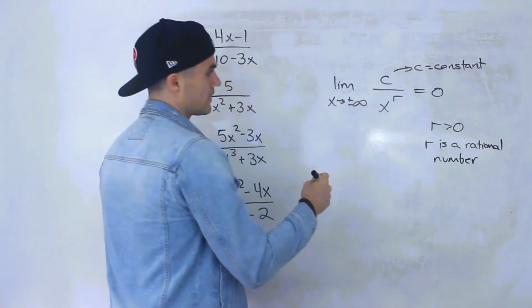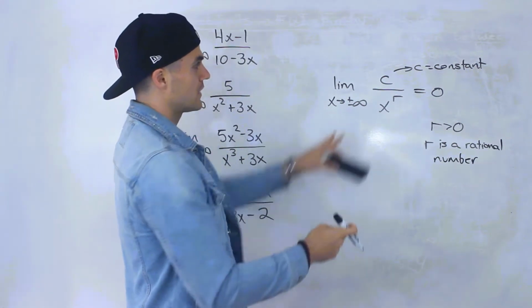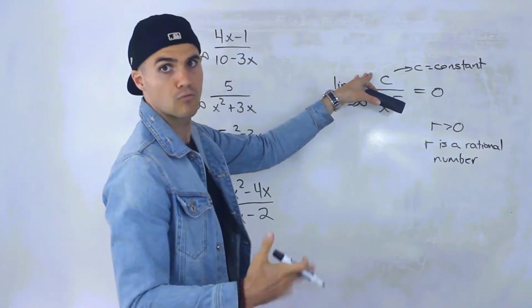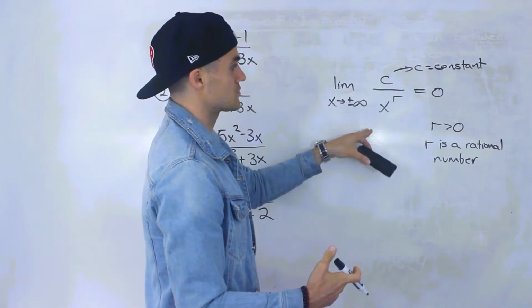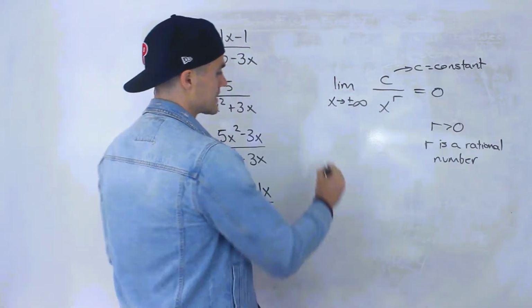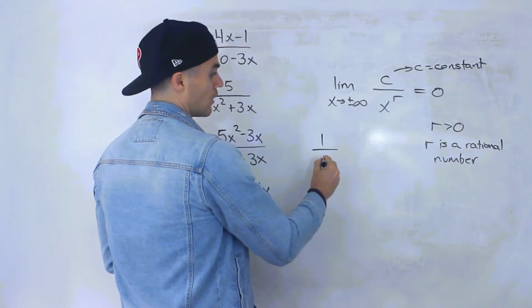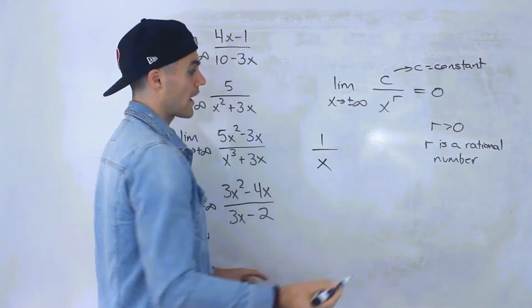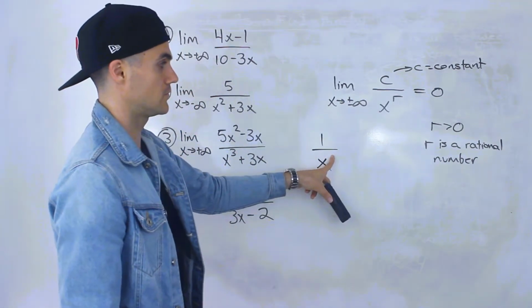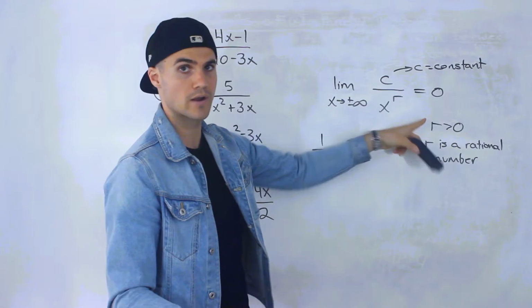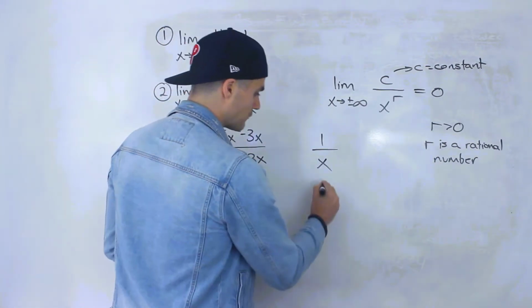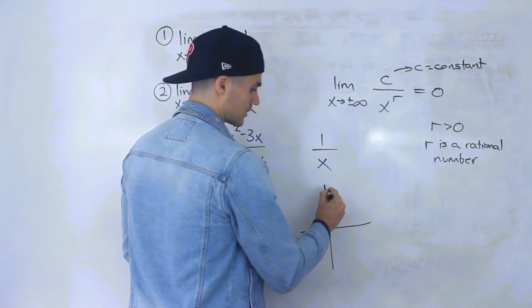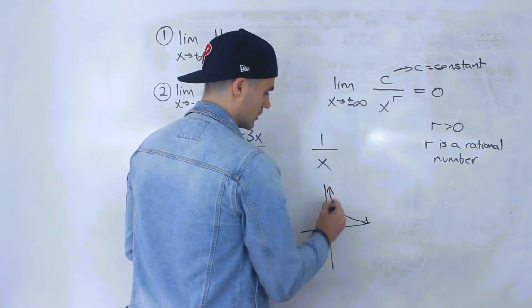So if we throw in a couple of examples, for now let's just use a constant of 1. Could be any constant, let's just use 1 for now. And then let's say we pick an r value of 1. So we'll just have 1 over x, x to the power of 1. Notice 1 is a rational number, it's greater than 0. And if we graph 1 over x, how does that look? Well, we know it looks like this.